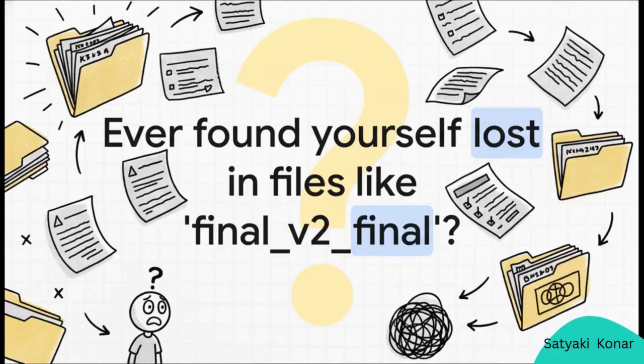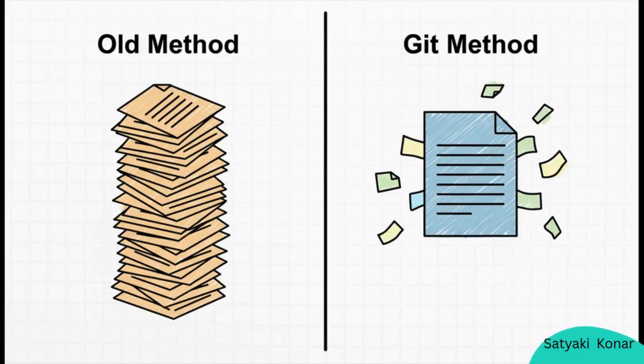You know the feeling, right? You're staring at a folder, and it's just full of files like Final Report Doc, Final Report V2 Doc, and my personal favorite, Final Report Really Final This Time Doc. It's total chaos. You have no idea what actually changed between version 2 and the really final one. It's a nightmare. Well, Git has a much better way of doing things, and the secret sauce is a total shift in how you think about saving your work.